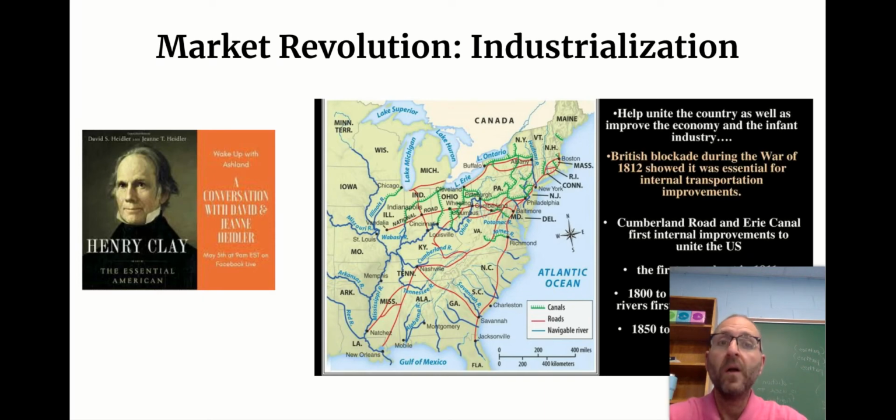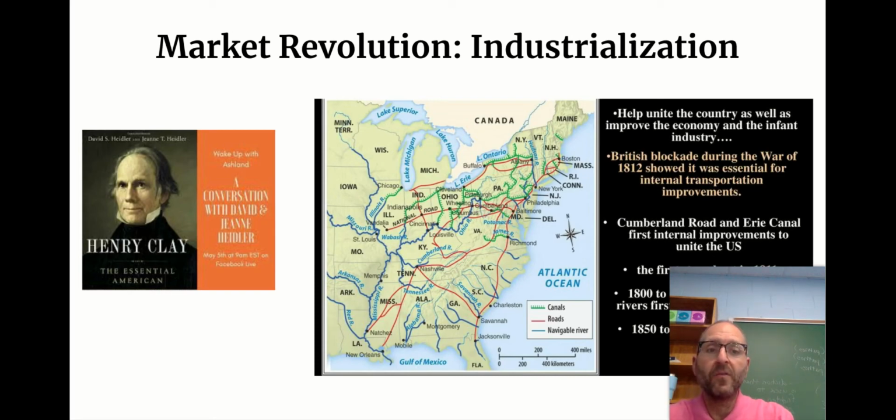His call for infrastructure coincided with economic changes that were taking place. No longer were people making goods exclusively at home. Now we're starting to build up factories in America. And that only accelerates the modernization and industrialization of the country. Now, of course, we have a long way to go, but this is when it really starts to emerge.